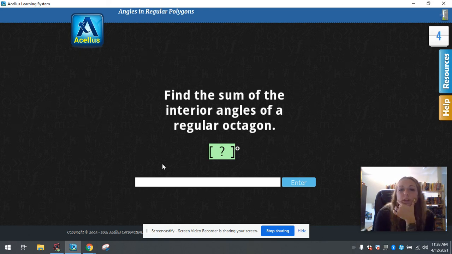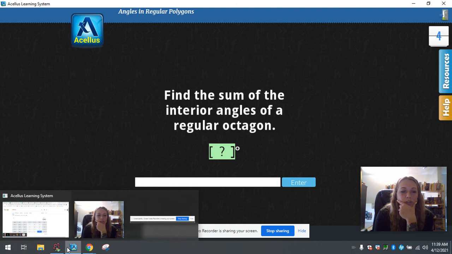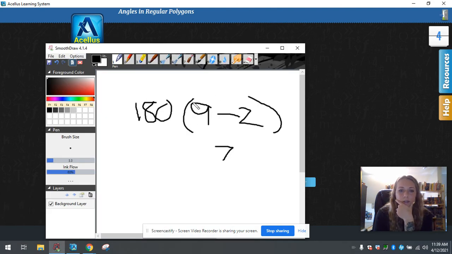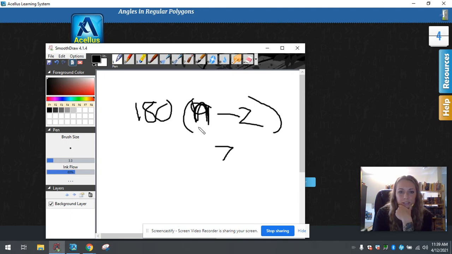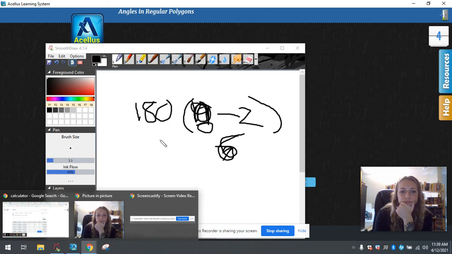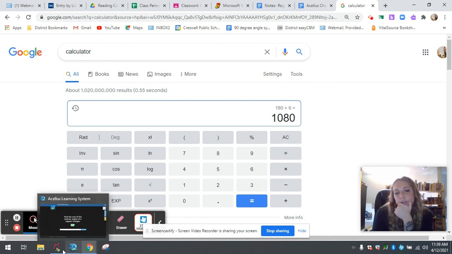Find the sum of the interior angles of a regular octagon. Again, the formula to find the sum of interior angles is 180 times the number of sides minus 2. In an octagon, the number of sides is 8, so I'll plug in my 8 there. 8 minus 2 is 6. So this time we're just going 180 times 6, which is 1,080.